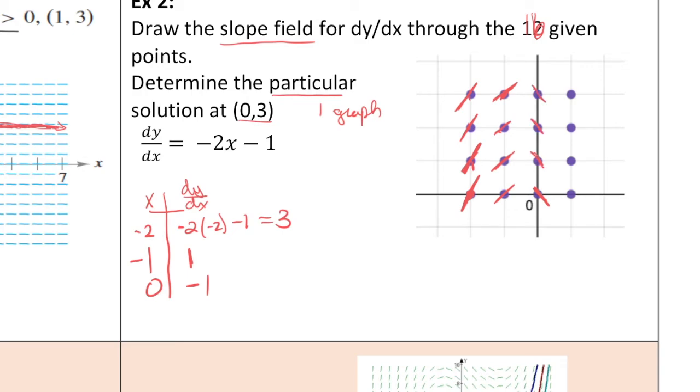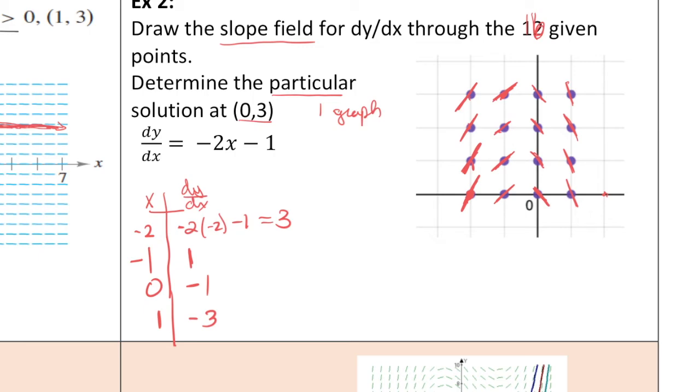And now x is 1. When we substitute our 1 in, we end up with -3 as our slope. So we want a downward slope of -3, so that's down 3, right 1, and draw those a little bit more steep than the ones we drew earlier.